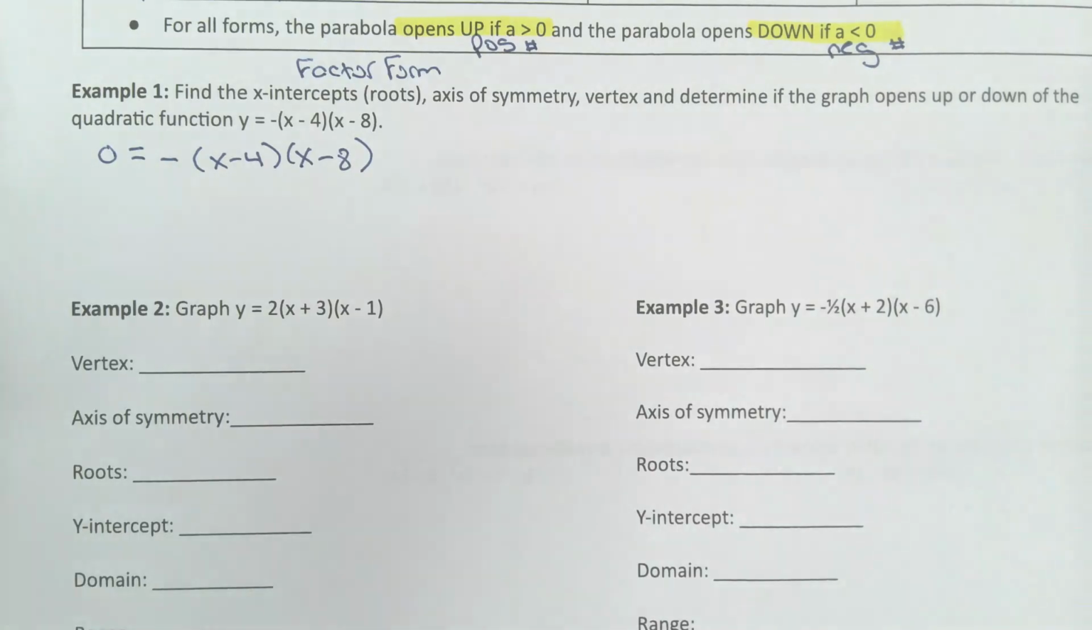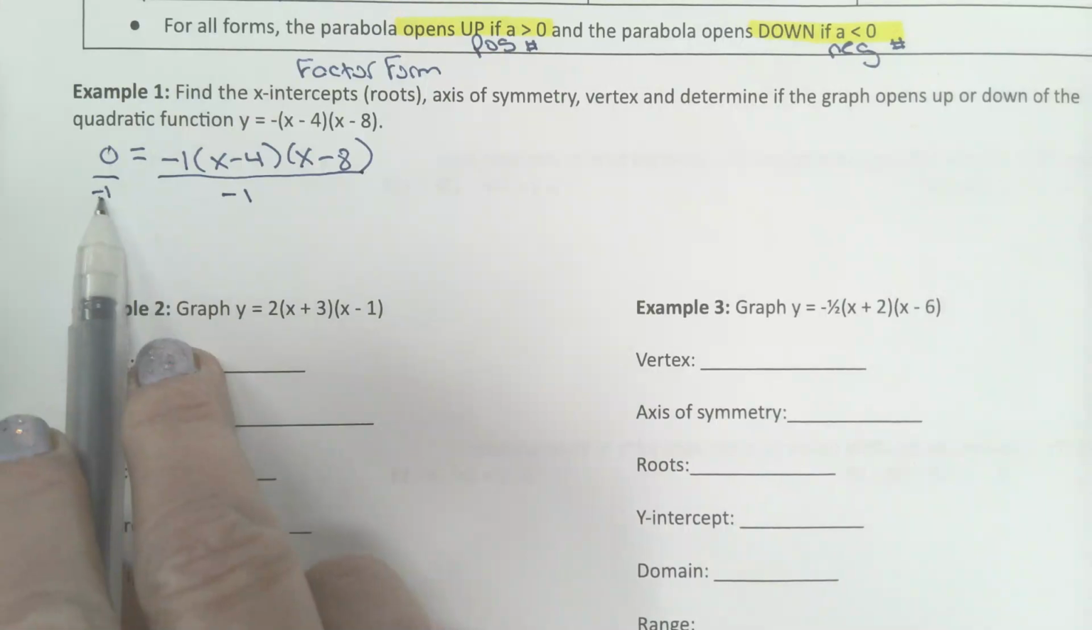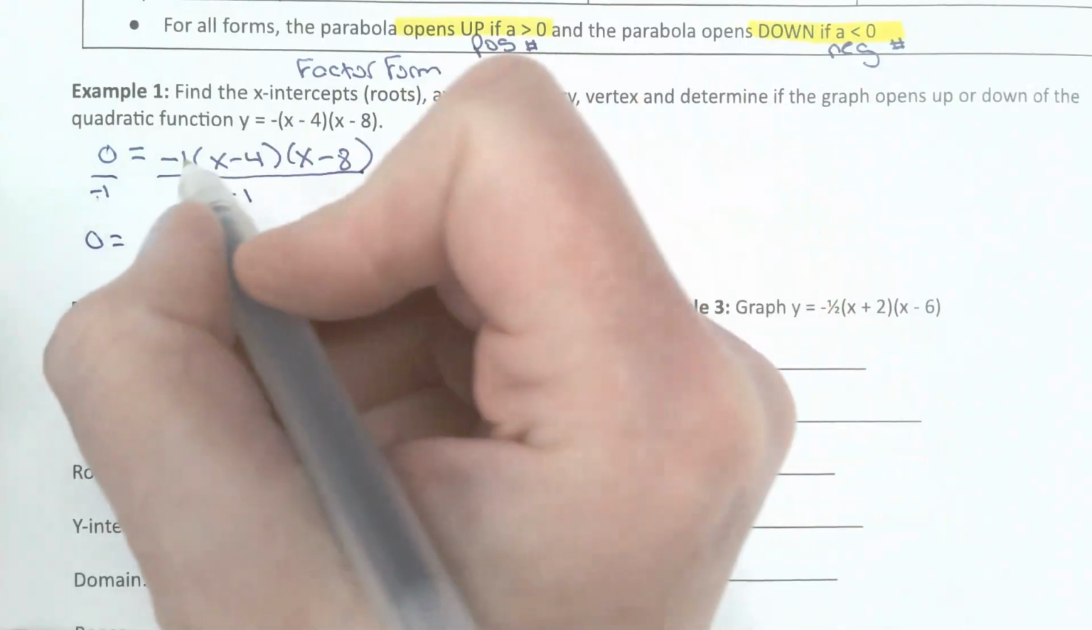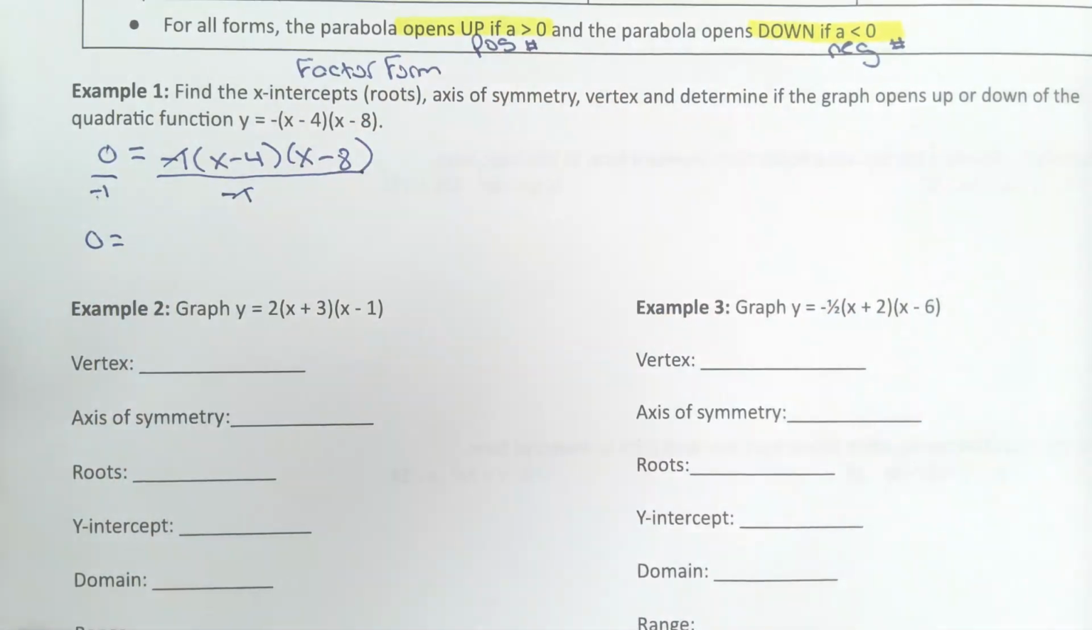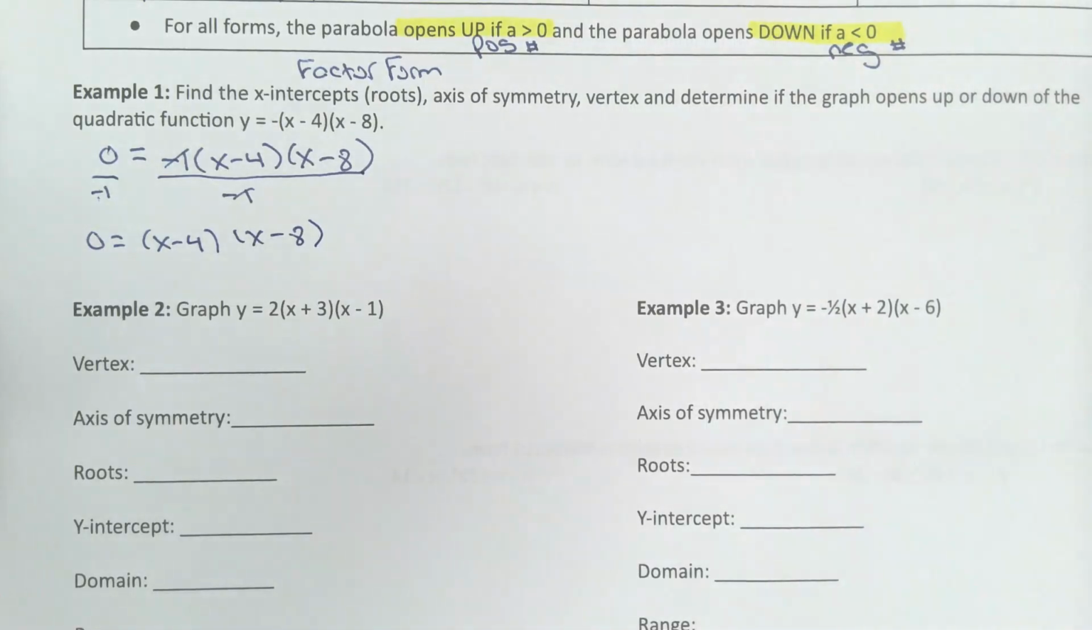I would ignore it. Here's why I can ignore it. Because when you set it equal to 0, that's like having a -1 there. If you divide both sides by -1, what's 0 divided by anything? 0. And then those two terms cancel each other out, and then you get x minus 4, x minus 8.